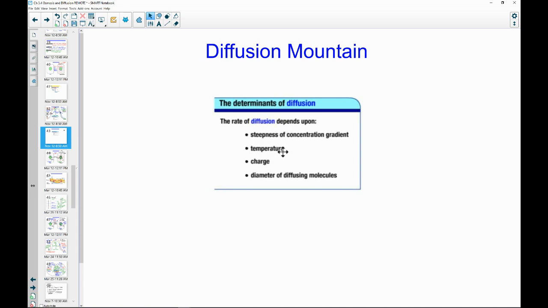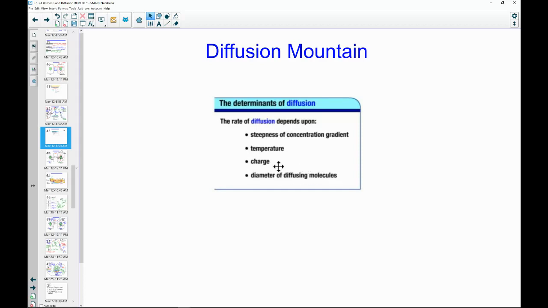Temperature, think about it. The higher the temperature, the faster molecules are in motion. So that's going to affect rate of diffusion. Polarity charges, we're going to talk about that later, and diameter of the molecules. Obviously, small molecules are going to be able to cross the membrane faster and easier, and that's where charge comes in. That's going to be tomorrow. We're going to talk about the cell membrane and how that becomes a factor in making things semi-permeable.